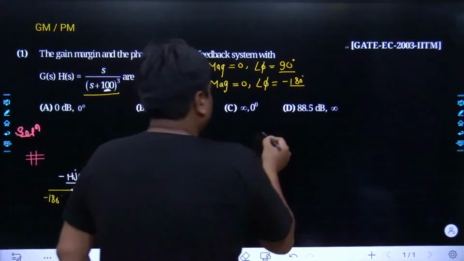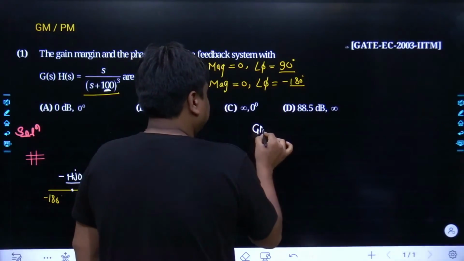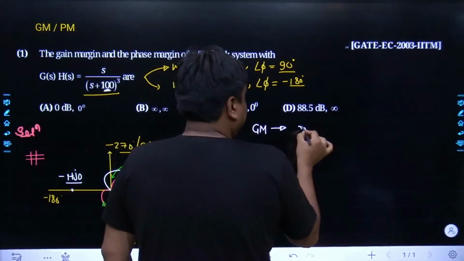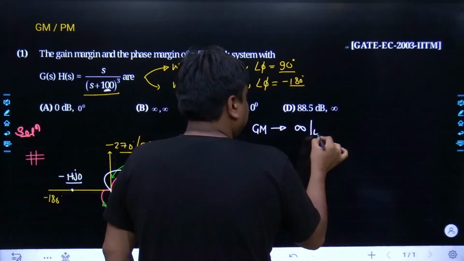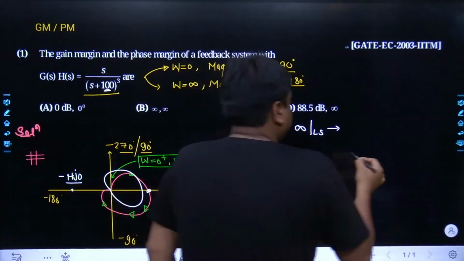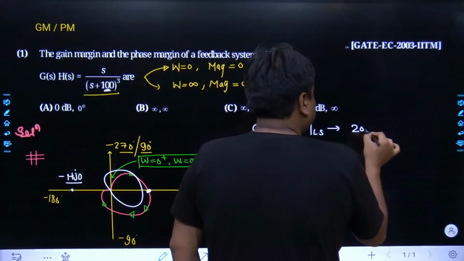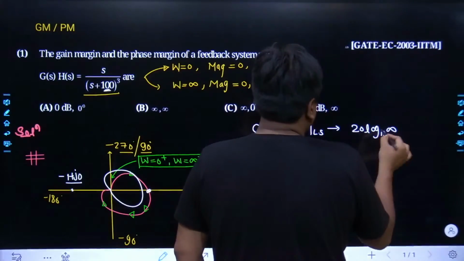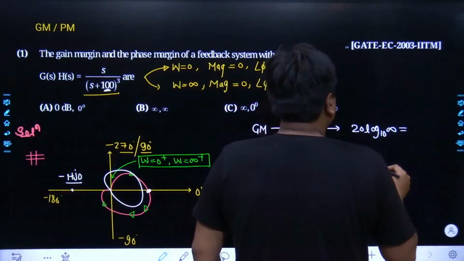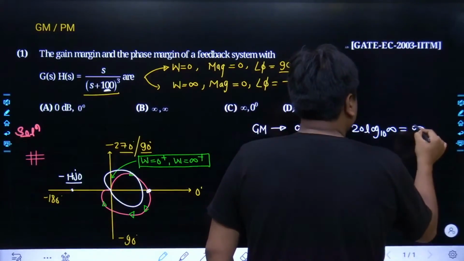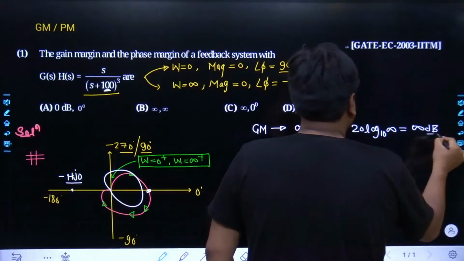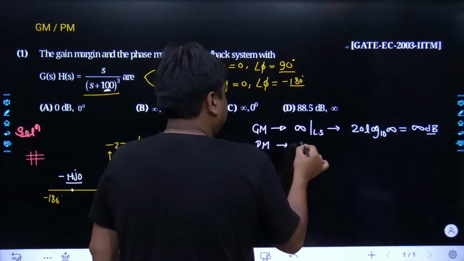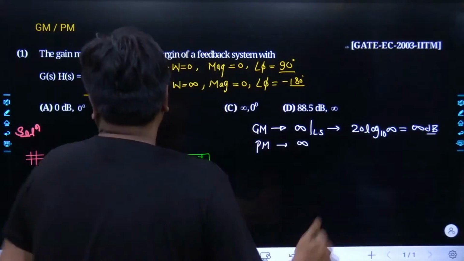If we talk about how much margin we had to bring this system to the verge of instability, it is infinity in linear scale. If we convert into dB, we take 20 log base 10 of infinity, which is infinity, and multiplied by 20 it again becomes infinity in dB. Similarly, the phase margin is again going to be infinity.